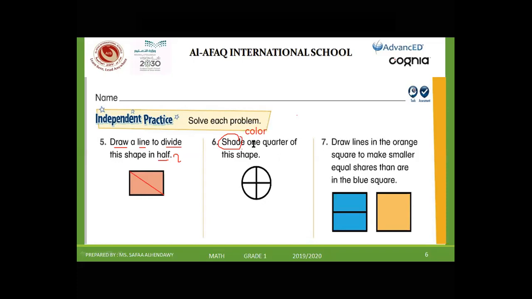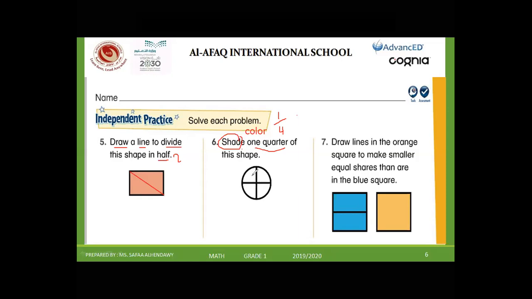Okay, color what? One quarter. Shade one quarter. This means what? What is the fraction here? One over what? Over four, yes. Good. So look here, this shape. This shape is what? Circle. It is divided into how many parts? One, two, three, four parts. You ask me to shade only one from this four, from the whole.